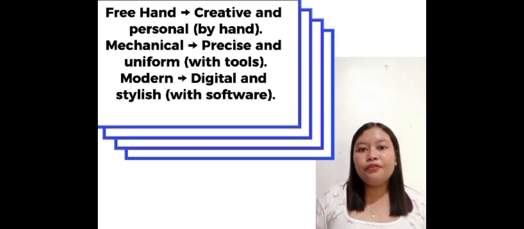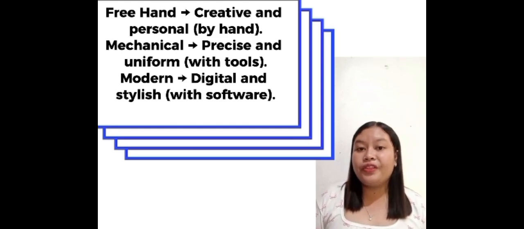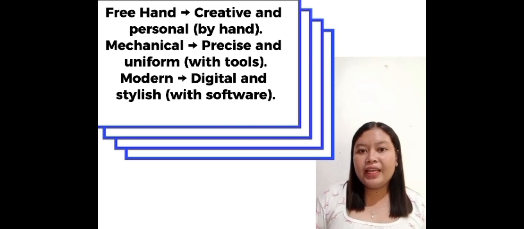So, overall, freehand is creative and personal, like by hand. Then, mechanical is precise and uniform with tools. Modern naman is digital and stylish, made with software.